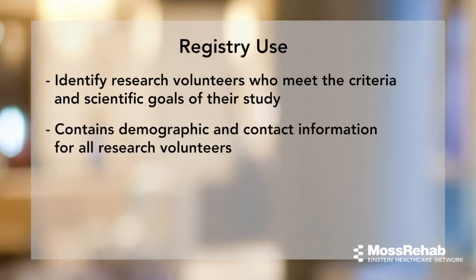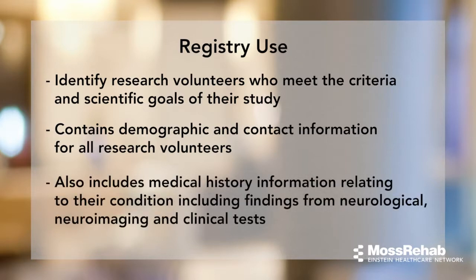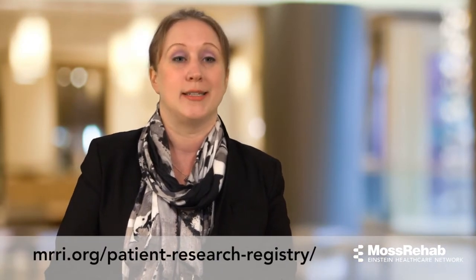The registry contains demographic and contact information for all research volunteers. For volunteers with a neurological condition, the registry also includes medical history information relating to their condition, including findings from neurological, neuroimaging, and clinical tests. To support the registry, MRRI employs multiple full-time recruiters who approach eligible individuals when they are inpatients or outpatients at Moss Rehab, both at Elkins Park and other Moss Rehab locations. If you encounter inpatients or outpatients at Moss Rehab that are interested in research and may be appropriate for the registry, please see the MRRI Research Registry website for contact information.